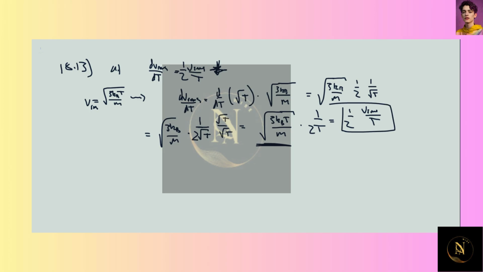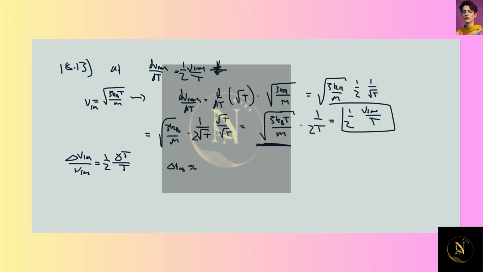Awesome. So that was the first part of A. The second part of A wants us to show that delta VRMS over VRMS equals 1 over 2 delta T over T. And it gives us an approximation to use. So let's start out with that approximation.